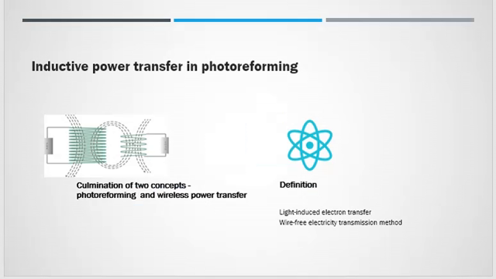So the whole idea is a culmination of two concepts, namely IPT, inductive power transfer, and photoreforming. Photoreforming is a process which harnesses light energy and turns it into a chemical reaction to treat pollutants. So in essence, it is a light-induced electron transfer powered by a wire-free electricity transmission method.